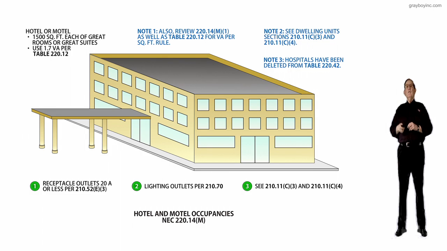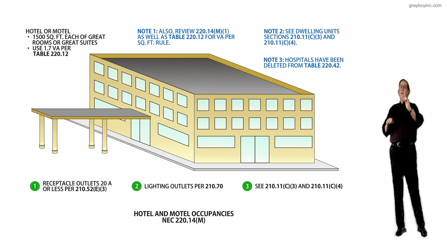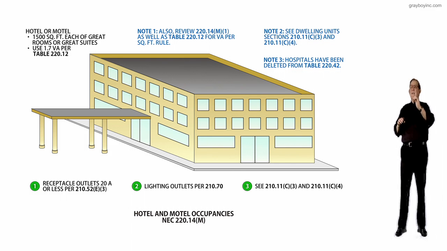Now, reviewing the notes, also review 220.14M1 as well as your table 220.12 for the VA per square foot rule. Note 2, see dwelling unit sections 210.11C3 and 210.11C4 if you happen to have a room in that hotel that classified as a dwelling unit according to Article 100 when you define what a dwelling unit is by definition.